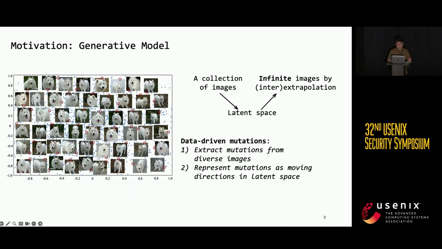Our unified implementation of different mutations is actually inspired by generative models. Intuitively, given a collection of images, a generative model maps them into the latent space. Then, when mapping back from the latent space, the generative model can generate infinite images by interpolation or extrapolation. Thus, we can implement data-driven mutations using generative models, and more specifically, we can extract mutations from diverse images and represent different mutations as different moving directions in the latent space of the generative model.